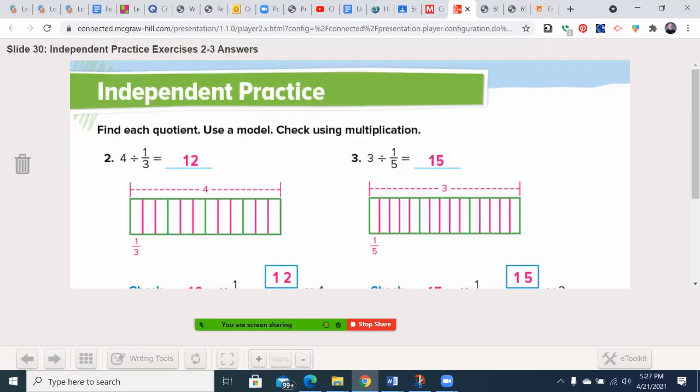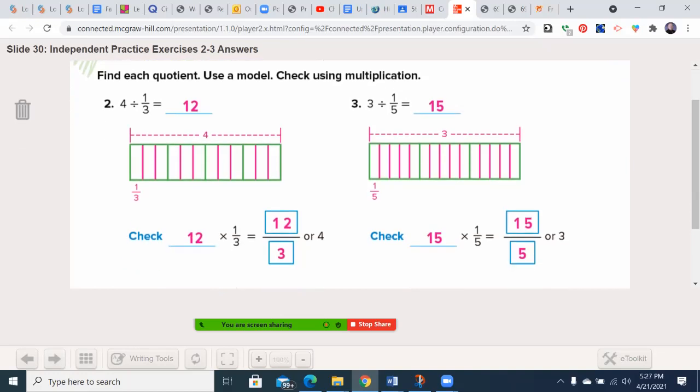Welcome back. Let's see how you did. 4 divided by 1/3 is 12. You see that each group of 4 was in the 3 sections. You count them up. Check my work. 12 times a third equals 12 thirds, which is 4, because 3 goes into 12 4 times. I took 3 here, and those are the green lines. Divided each one into fifths. So there's a total of 15. I check my work. 15 over 1 times 1/5 is 15 fifths, which equals 3.